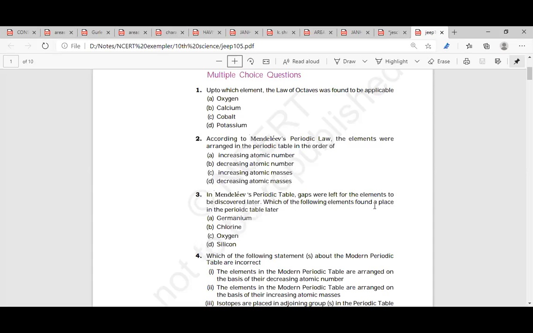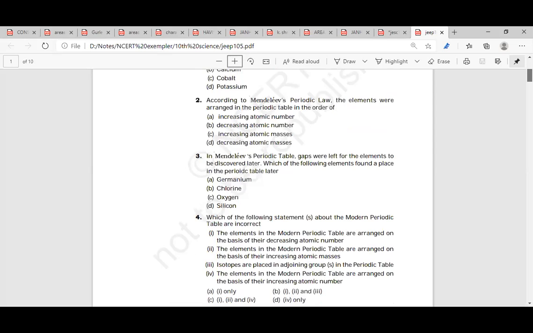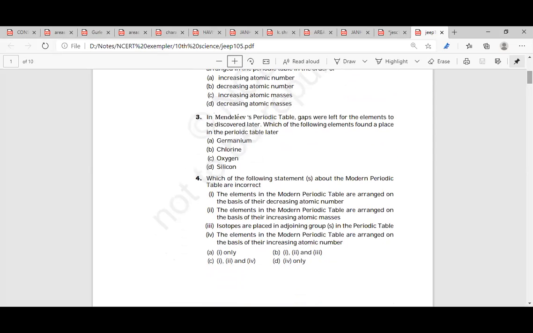Which of the following elements found a place in the periodic table? Germanium. Germanium has a property similar to that of silicon. It is Eka silicon. It is a semiconductor. Which of the following statements about the modern periodic table are incorrect?